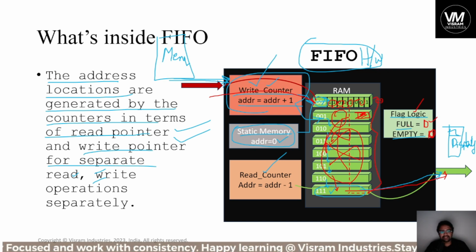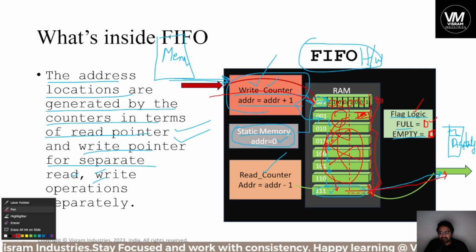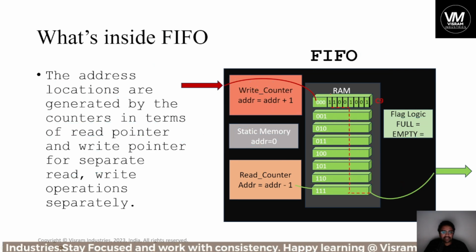So this representation is an acknowledgement to us to understand that this is the structure by which the RAM lets us know that all the data is full, or no data is there, it is completely empty, or some data might be there, such that full is not 1 and empty is also not 1, right? So that is how FIFO works. These are all the components, and this counter is responsible for generating the address values.